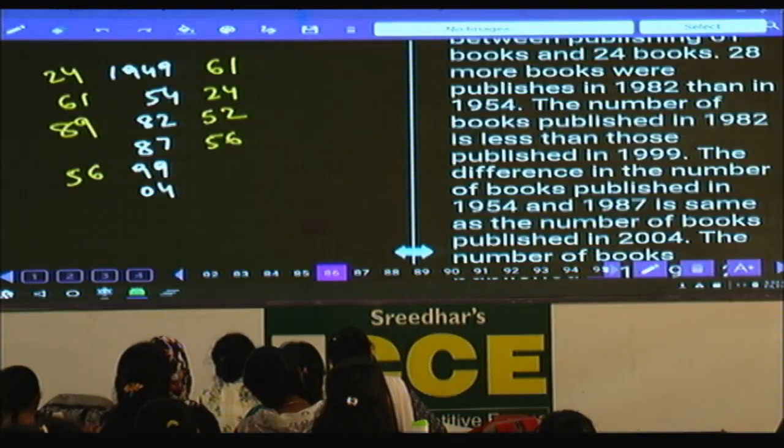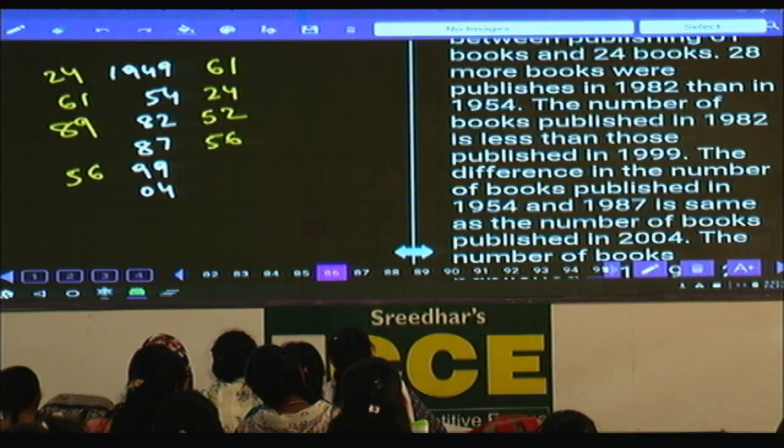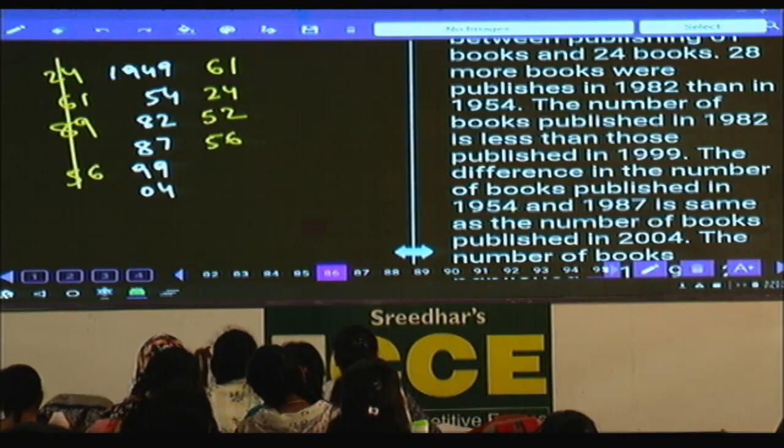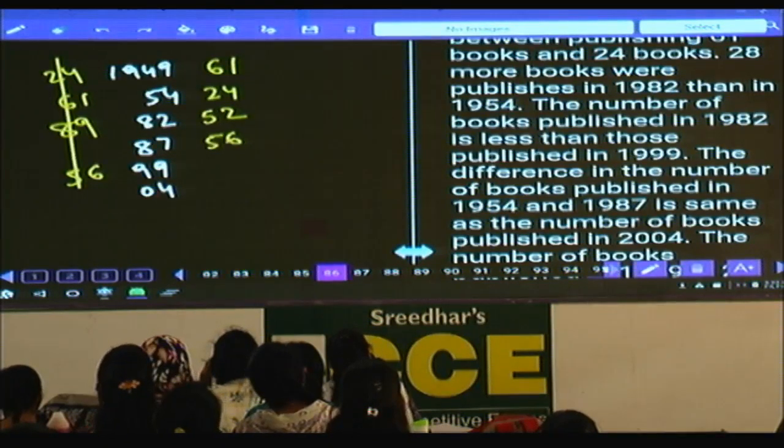82 is less than 99, isn't it? But as here in this case 82 is greater than 99, that is ruled out. Hence we are left with only the second case.